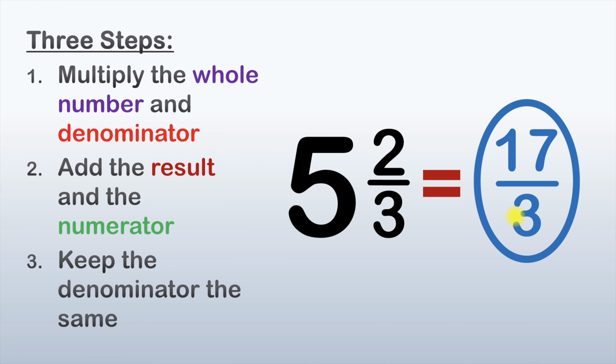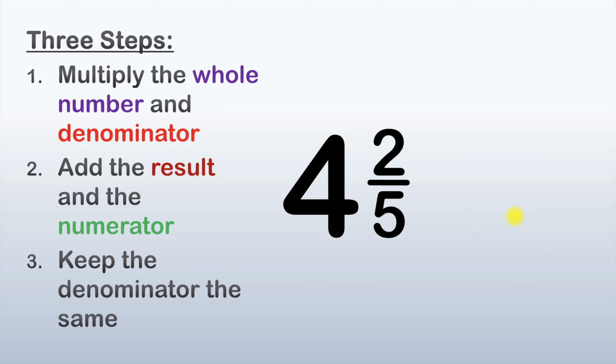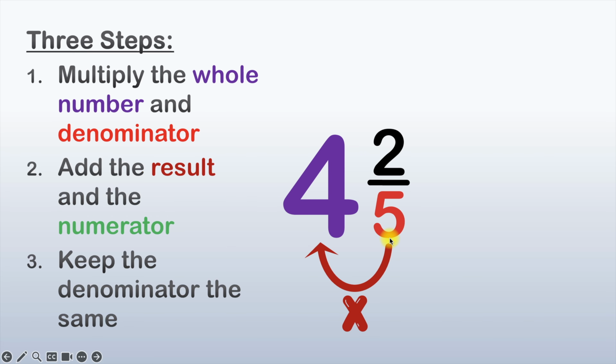Let's look at our next example. Here we've got 4 and 2/5. Step 1 is to multiply the whole number and the denominator. The whole number is 4, and the denominator is 5. So we'll multiply those values. And when we multiply 5 times 4, that gives us 20. And we'll put the result right on top here.